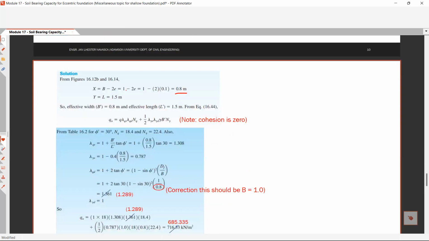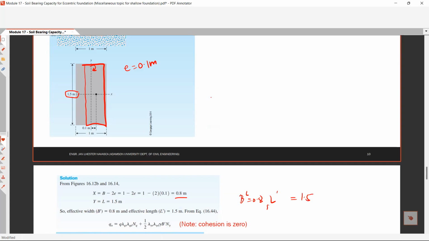Okay? And therefore, your effective width, di ba pipili ka dyan kasi sino yung B prime and L prime. Di ba? Yung B prime is always smaller and L prime is the larger. Okay, yung 0.8 is yung B prime and yung L prime mo is 1.5. Okay? And now, check mo yung equation.